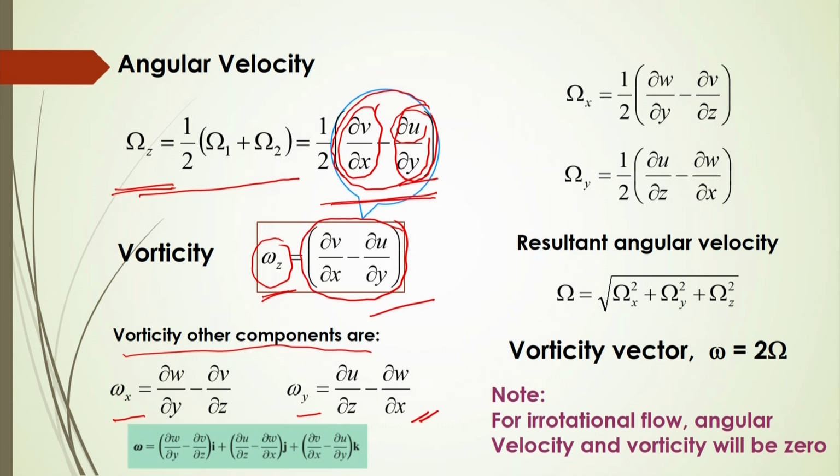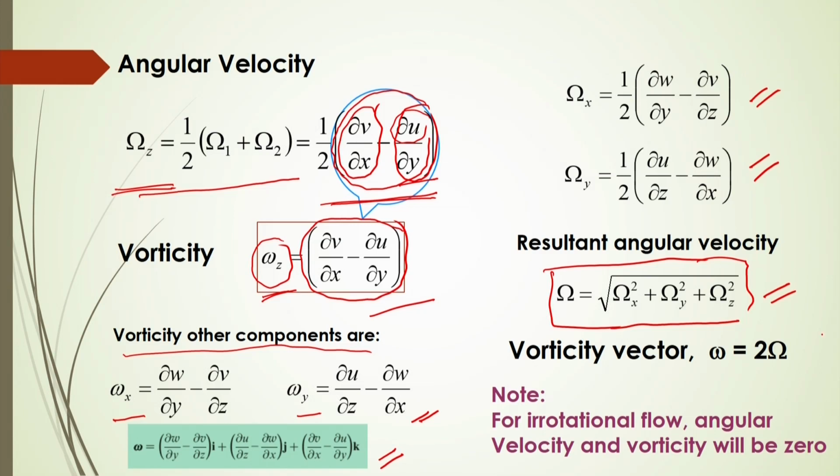And also, by vector notation you can represent these by these equations, and the angular velocity in the x direction will be like this, and in the y direction like this. So, the resultant angular velocity will be the square root of the sum of the squares of the angular velocities in the x, y and z directions. Here this is represented by this equation.